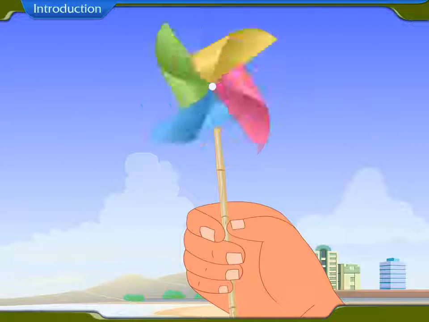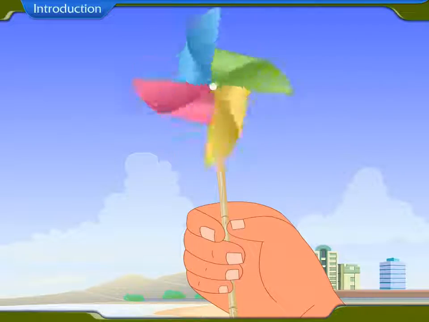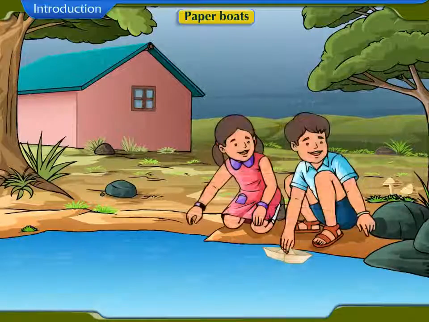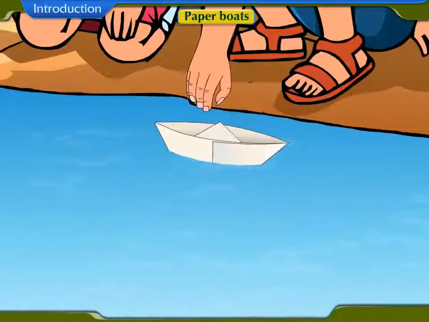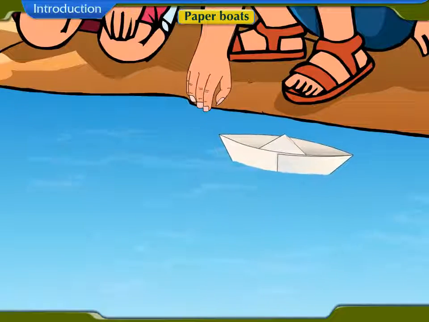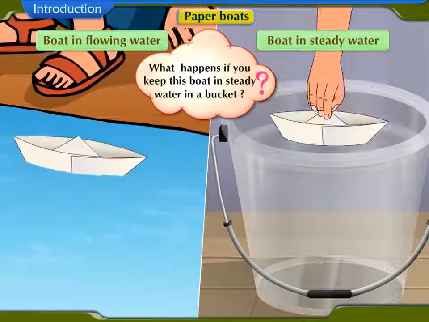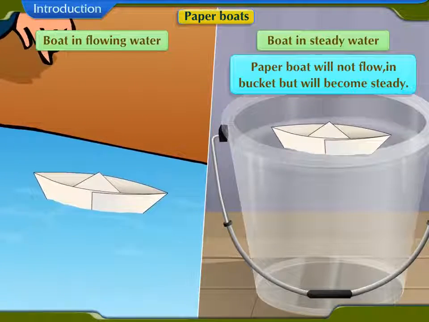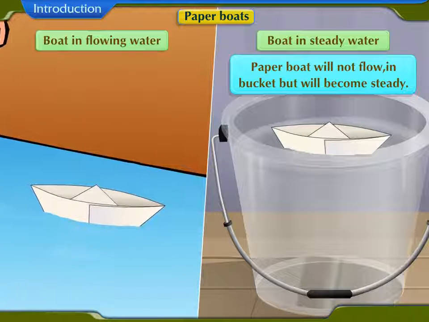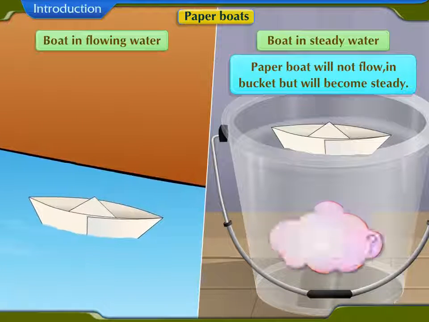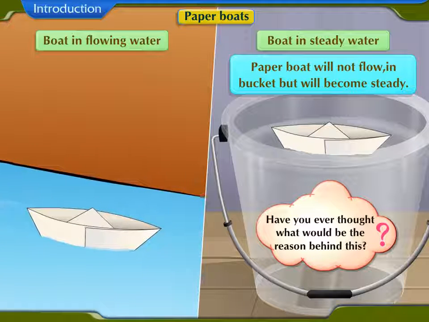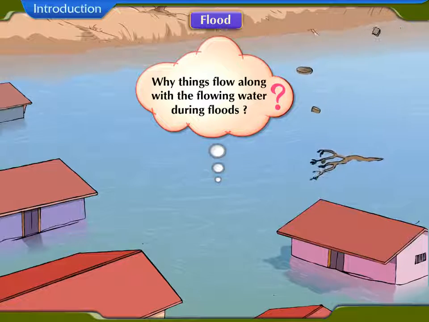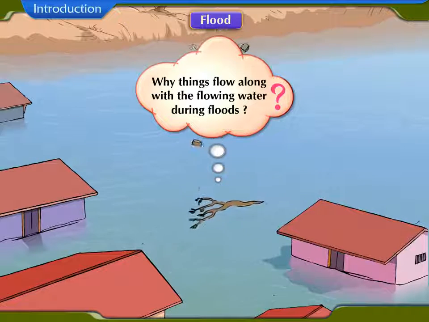You must have seen a hand-spinning device called a pinwheel rotating. You might have made paper boats. Do you keep them in flowing water during the rainy season? What happens if you keep this boat in steady water in a bucket? The paper boat will not flow, but will become steady. Have you ever thought what would be the reason behind this? Why do things flow along with the flowing water during floods?